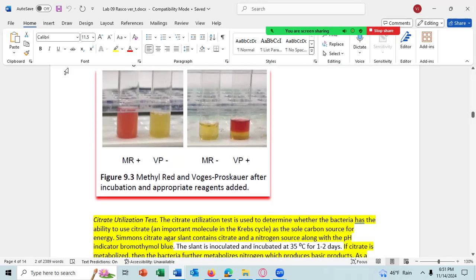So MR test, positive, it's red, negative, it's yellow. The VP test, positive, it's red, usually in one portion of the tube, such as the top. And then if it's negative, the whole tube is yellow. Any question about the MRVP test?